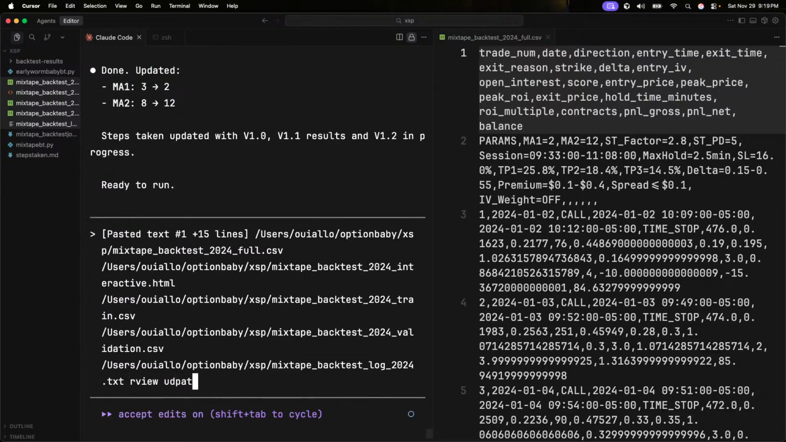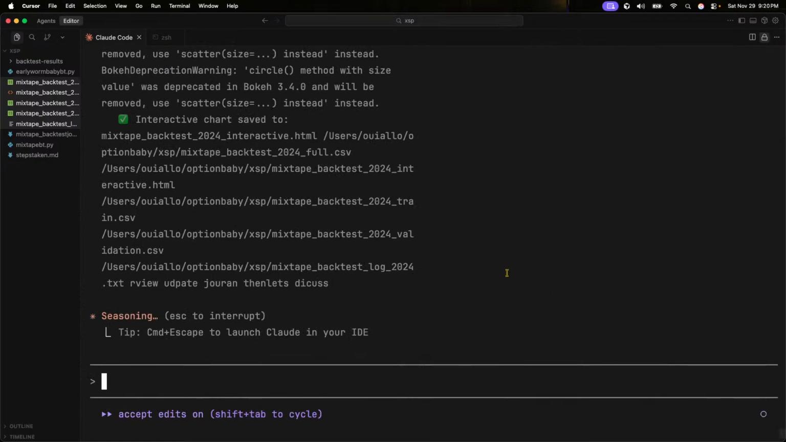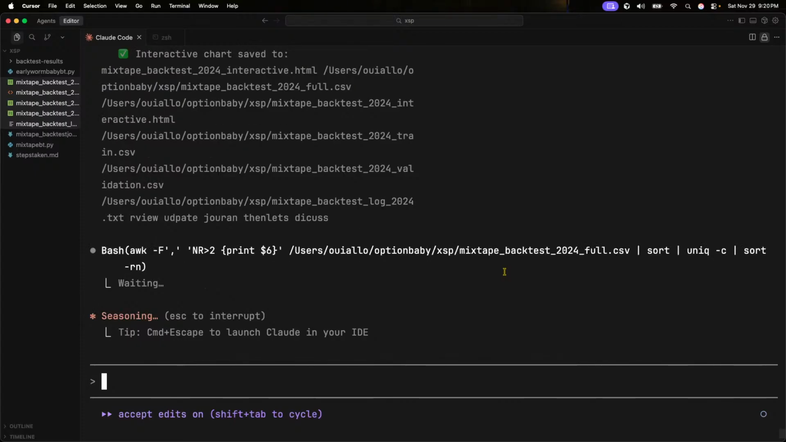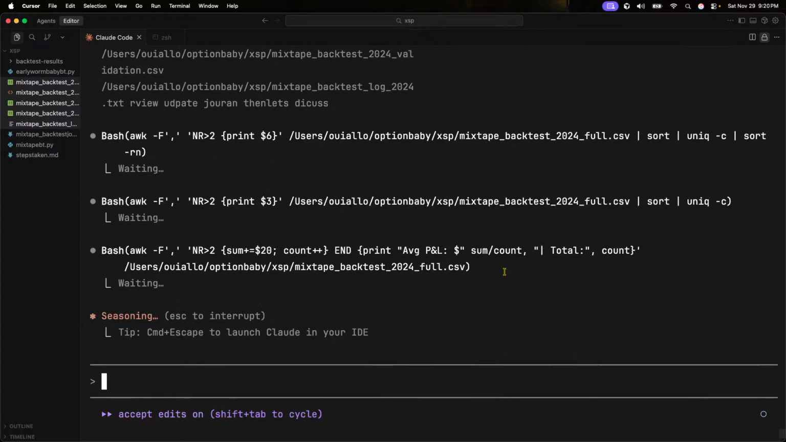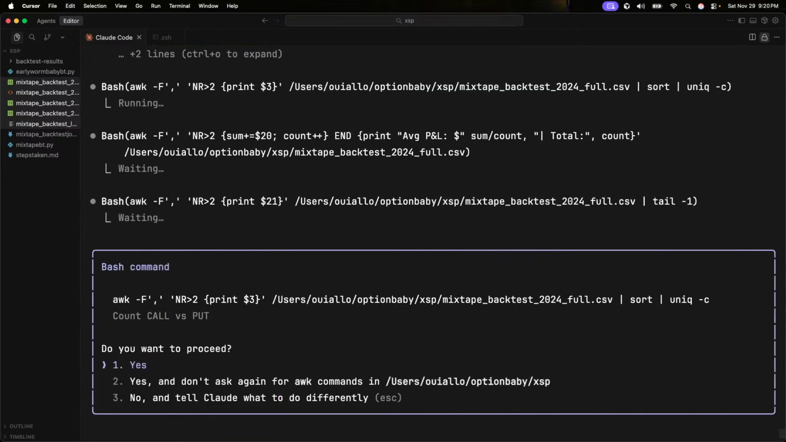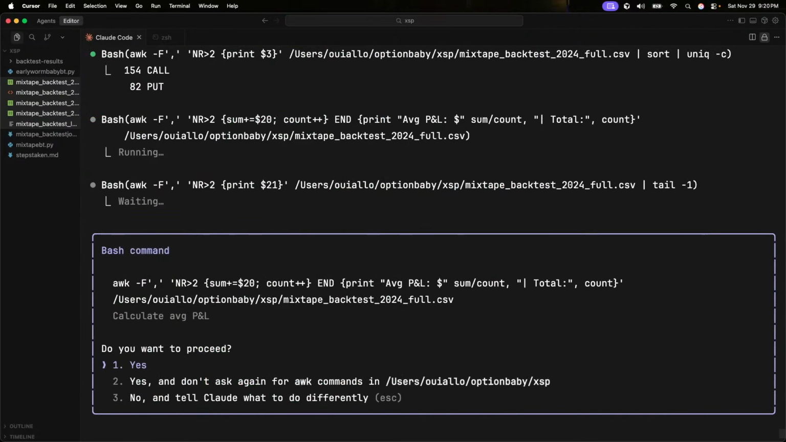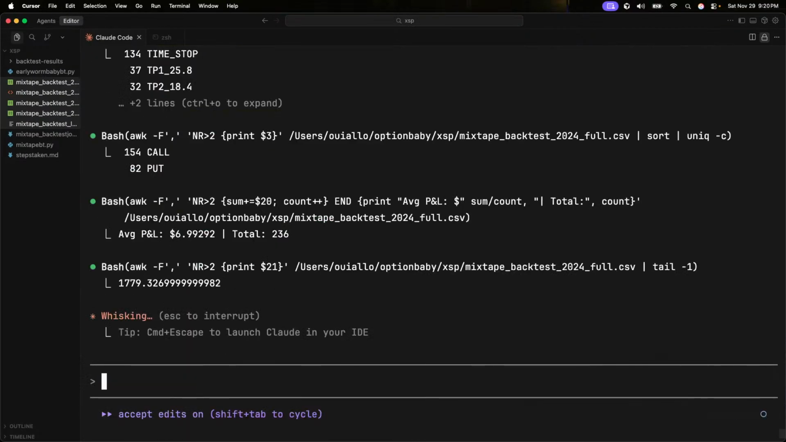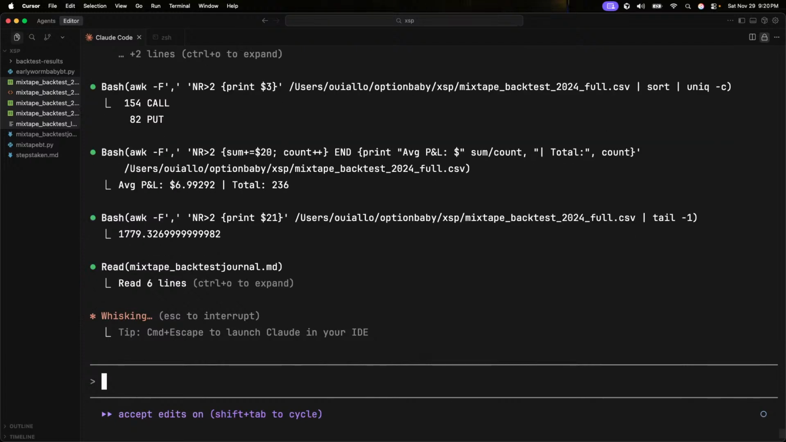Review, update, journal. Then let's discuss. All right, so what are y'all thinking next? I'm thinking that maybe I have to adjust the stop loss or the max hold at this point. Or should we run it on 2023 to get a baseline? I don't know. Questions that need answers. QTNA. I think maybe I'll run it on 2023 to get a baseline before we start adjusting, and then I'll use the results from 2023 to start adjusting.